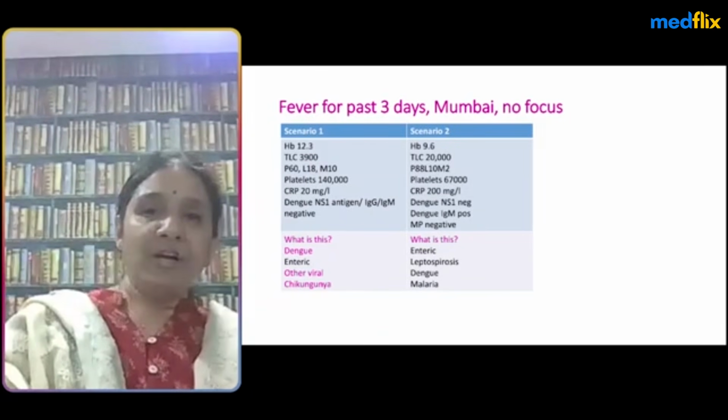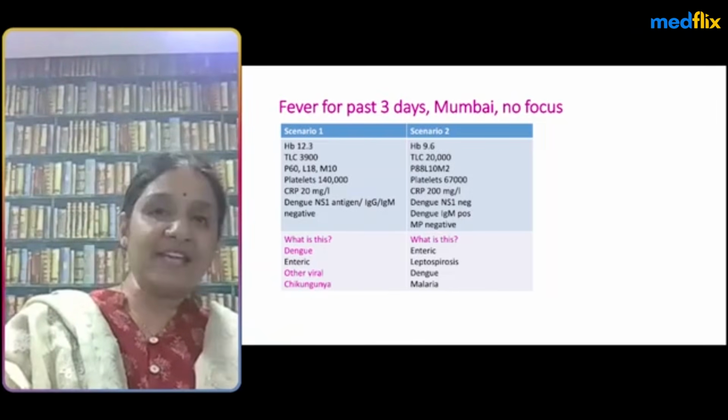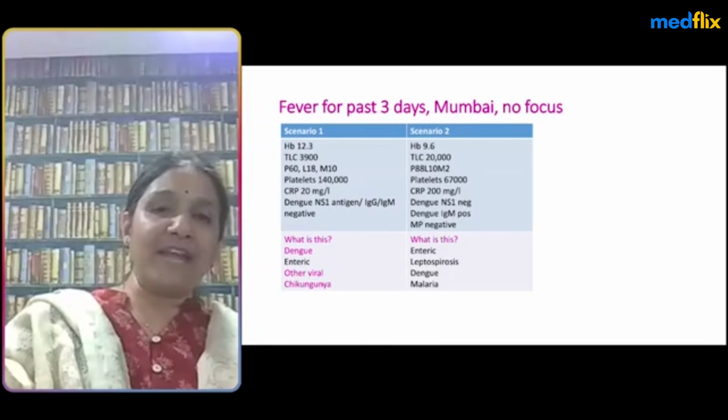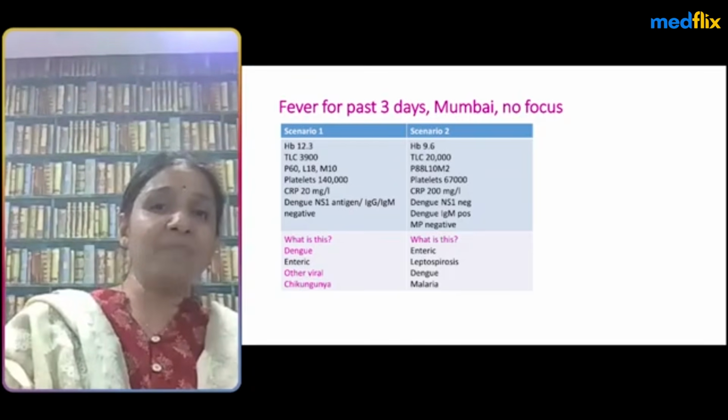3 days of fever, count of 20,000, platelets of 67,000, CRP of 200. Dengue IgM positive. Do you think this is dengue? What is odd for dengue? Your CRP being 200, the count being 20,000.